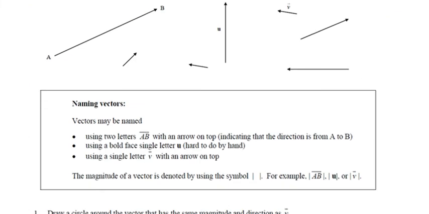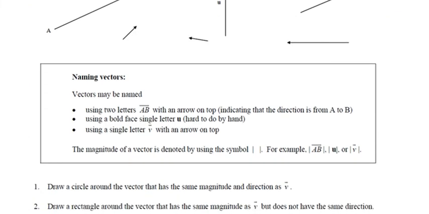Naming vectors. Vectors may be named using 2 letters, AB, with an arrow on top of the letters, indicating the direction is from A to B. You might see it as a double-headed arrow. You may also see it written with a single-headed arrow, which is generally easier to write if we're writing them by hand. But either one is correct. It indicates, in this case, the direction is from A to B.